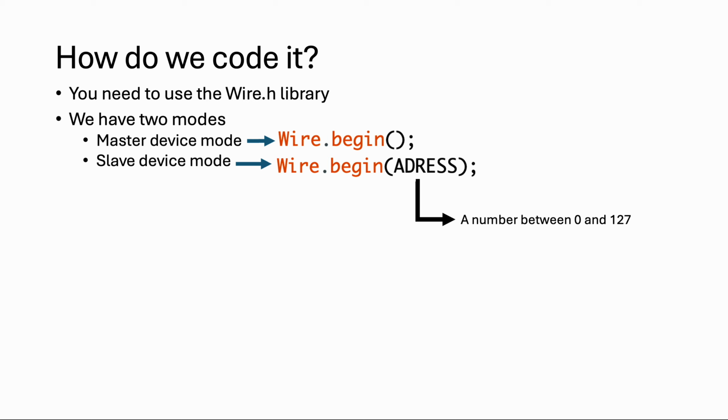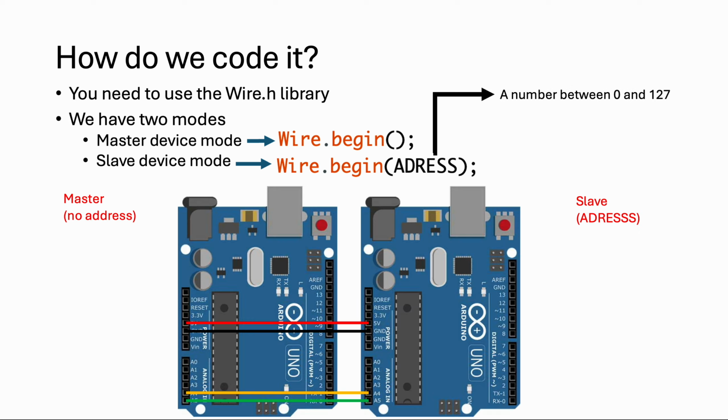The difference is when we write Wire.begin in setup. If we don't write anything, the Arduino is going to consider itself a master. And when we want to make it a slave device, we have to write the address of the slave, which is a number that can go between 0 and 127. So, for instance, if I write this instruction on this Arduino, this will be the master. And if I write this instruction in this Arduino, this will be the slave device.